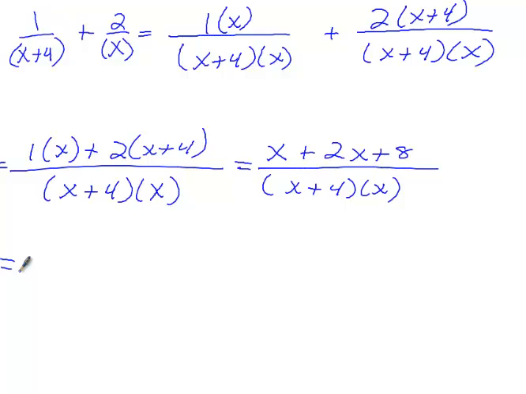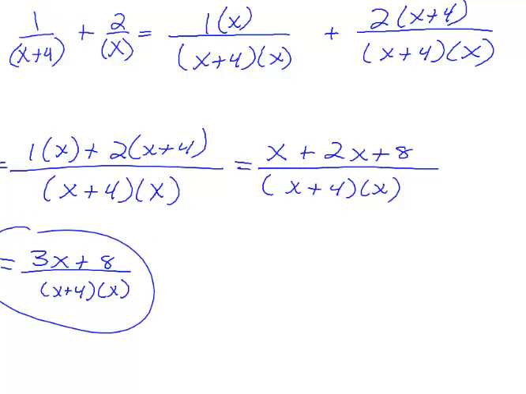Okay, so is there anything that I can group up on top? Okay, the x and the 2x, so I get a 3x plus 8 all over x plus 4 times x. Okay, is there anything that I can factor on top? 3x plus 8, can I factor that in any way? No. So is there anything that I can cancel from top to bottom? No, so I'm done.